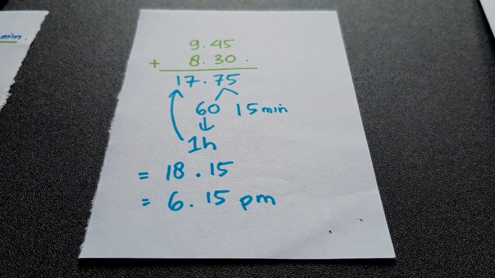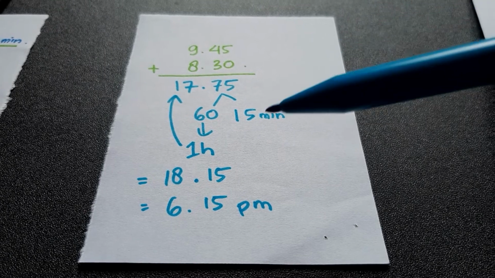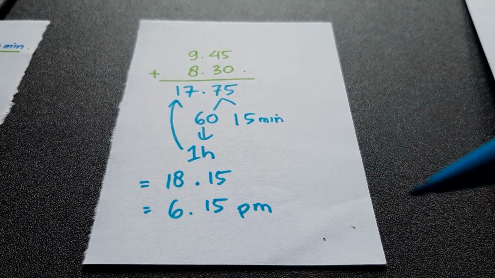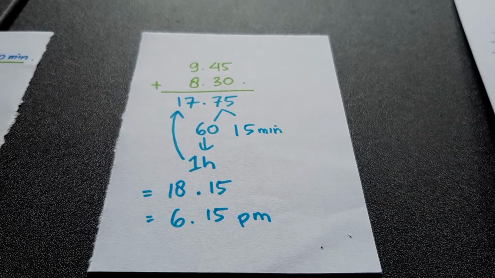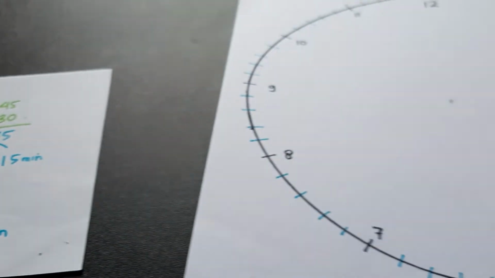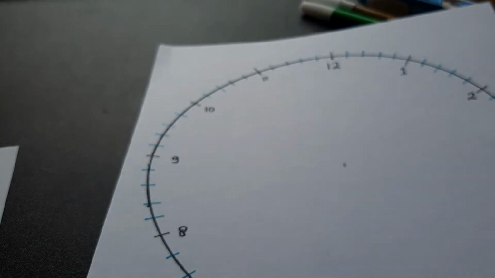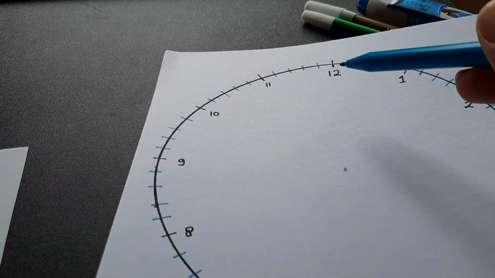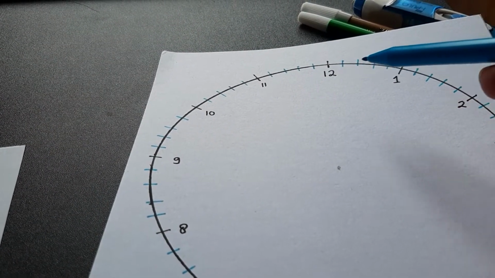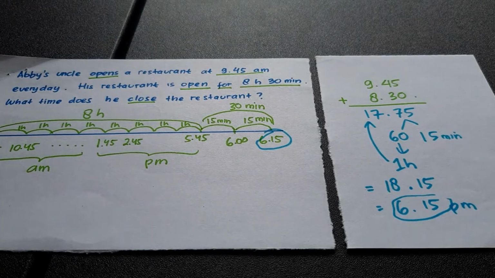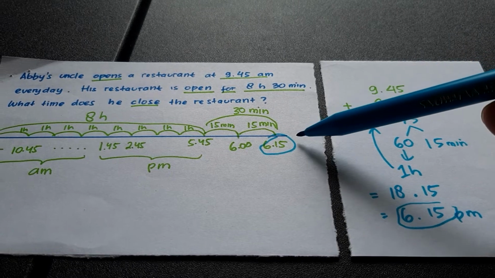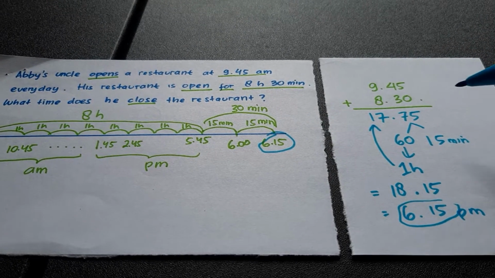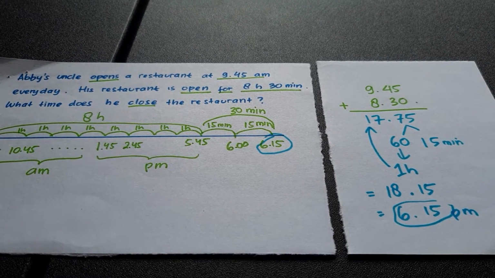Or the easiest way is 18 minus 12. 18 minus 12 is 6. Why do you minus it with 12? Because the biggest number in a clock is 12. So after the 12 o'clock, we go to the smaller one. Okay, so is the answer the same? Yes, using timeline 6:15, using counting also 6:15.